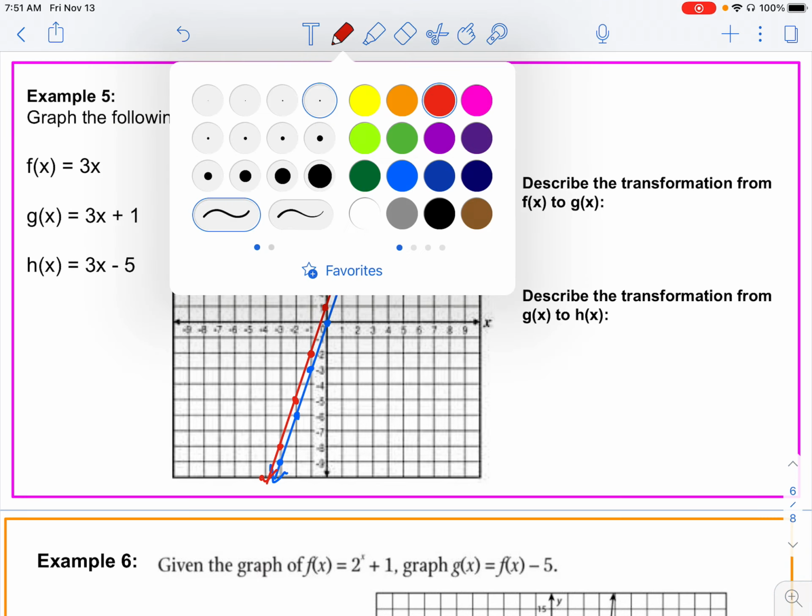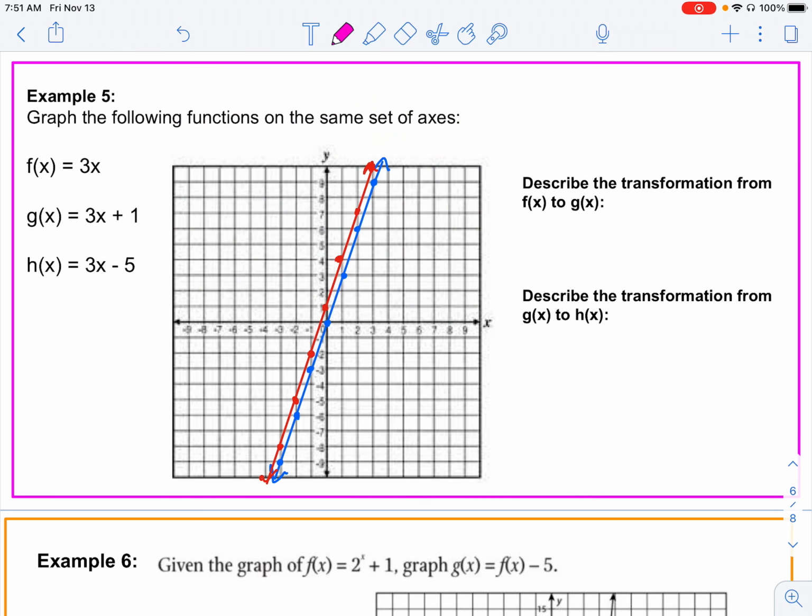And then the last one is h of x, which is 3x minus 5. So I'm going to start down here at negative 5, and I'm going to go up 3 to the right one, up 3 to the right one, up 3 to the right one, or down 3 to the left one.